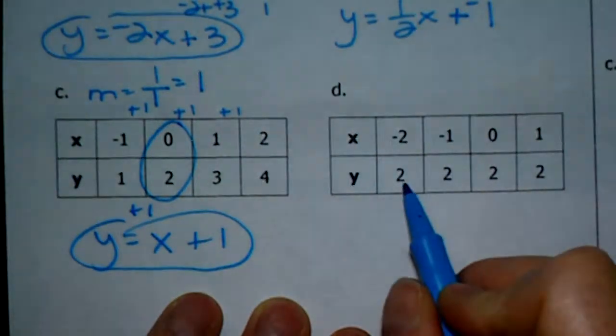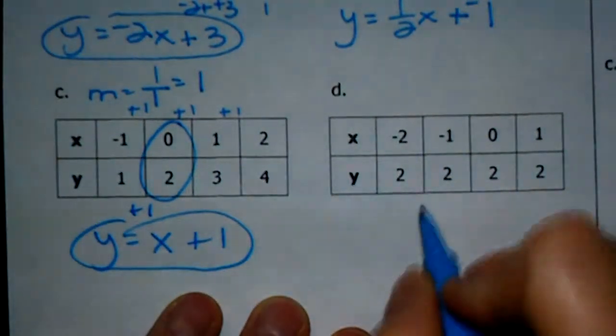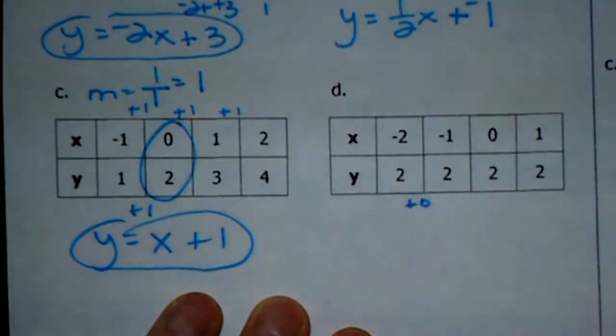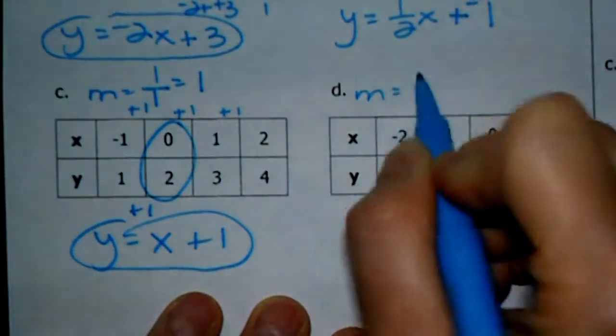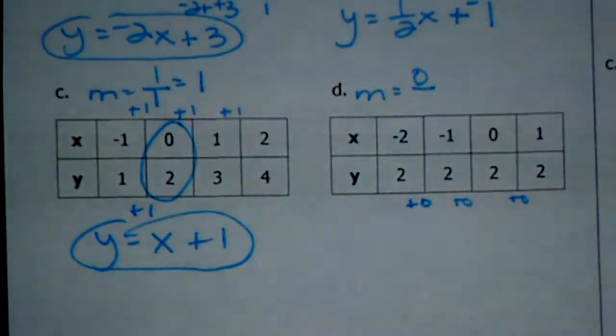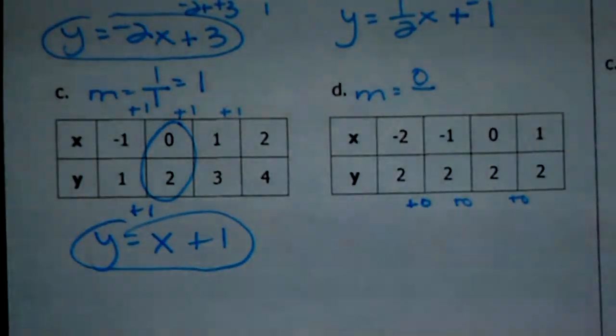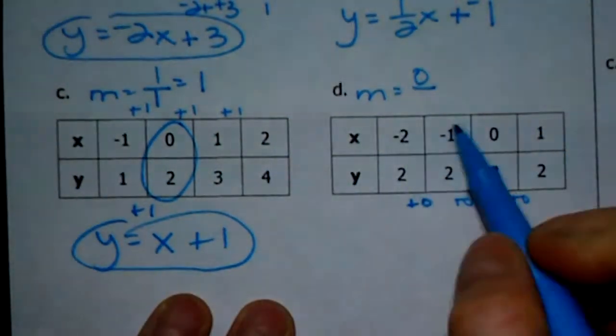Well, 2 plus what is 2? Plus 0. Okay, and plus 0 and plus 0. So far for my slope, the numerator is 0. I think I know how this is going to turn out, but humor me, let's do this anyhow.